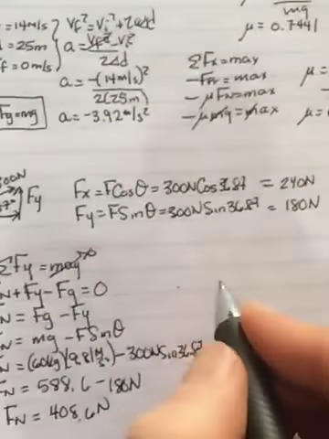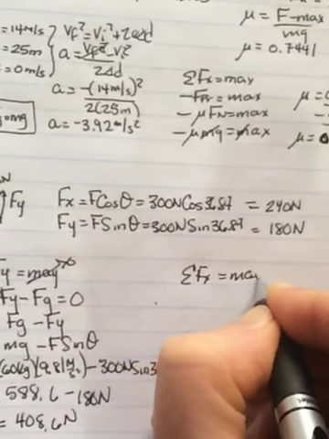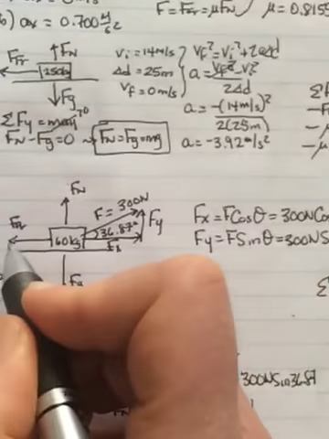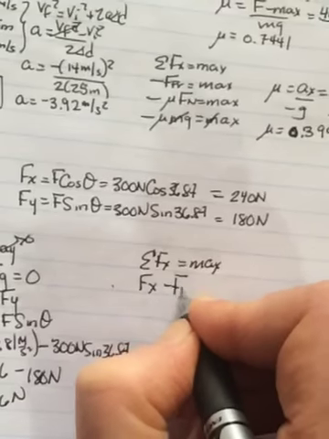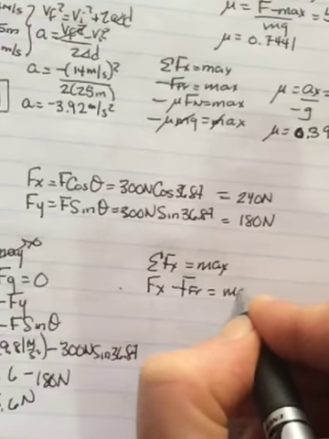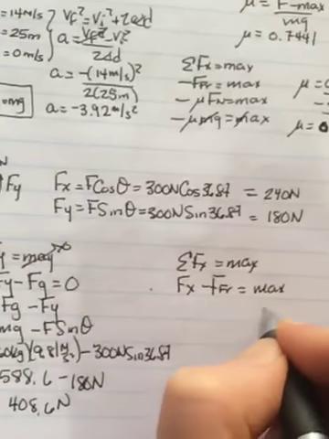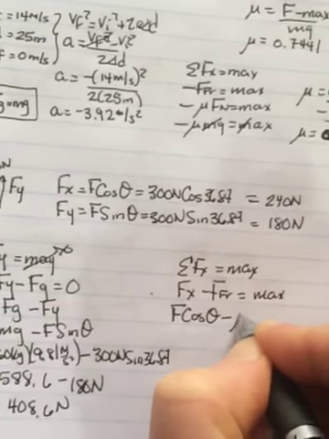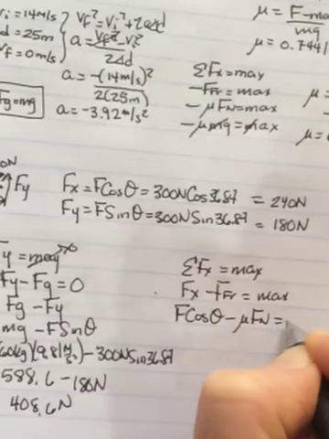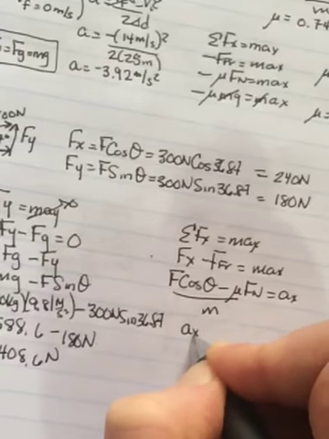And now you go to sum of the forces in the x direction. We take a look at our picture. There's Fx and there's friction. So Fx minus friction is equal to max. Fx we found up here, oh, actually we're looking for a. So Fx is F cos theta, and friction is mu Fn. And if we're looking for a, we would divide both sides by m.